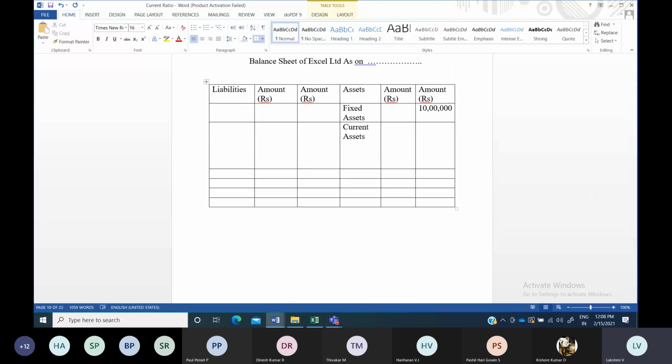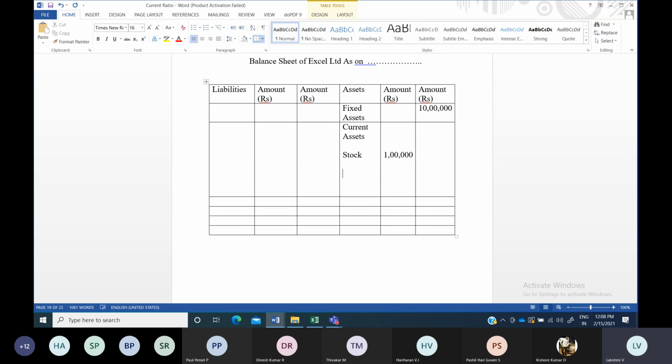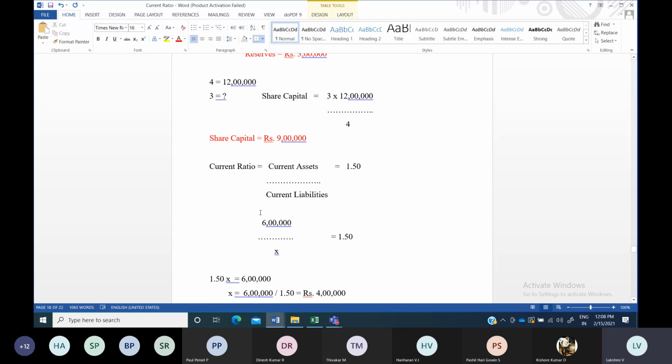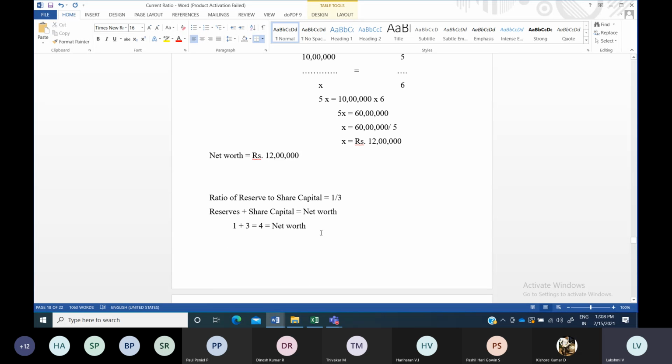So first let us mention stock. The stock amount is better written in the inner column, because only the total current assets we will enter in the final column. So the stock amount is 1 lakh, and then the other one is debtors. So the debtors amount is 2,50,000.